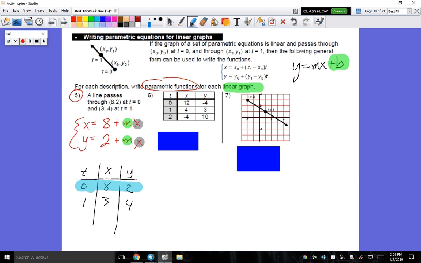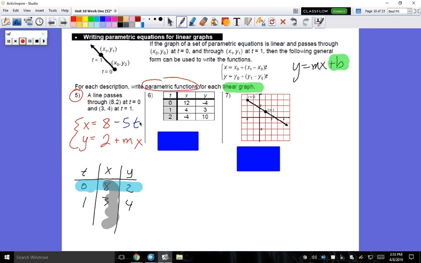You with me? So m, look at these numbers. How did the x value change? If I'm analyzing x, how did the x value change on each jump? Minus 5. So x-wise, m is a negative 5. Okay? Only we're dealing with parametrics now, where the parameter is not x, it's time.